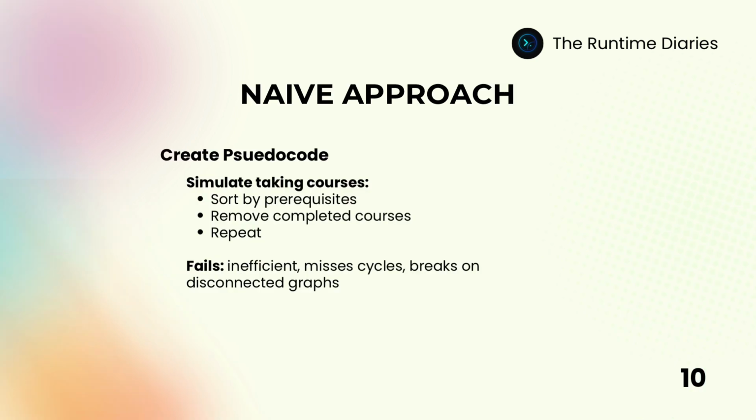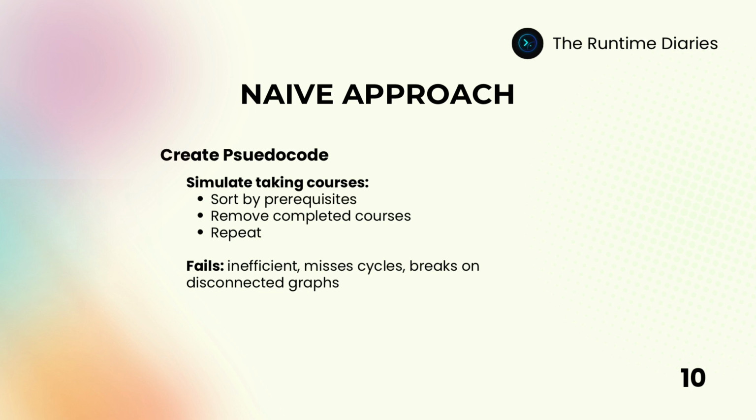Another naive attempt is to simulate taking courses. The idea is sort courses by their prerequisites, remove courses that have no prerequisites, mark them as completed, and repeat until all courses are removed. But this approach has serious problems.